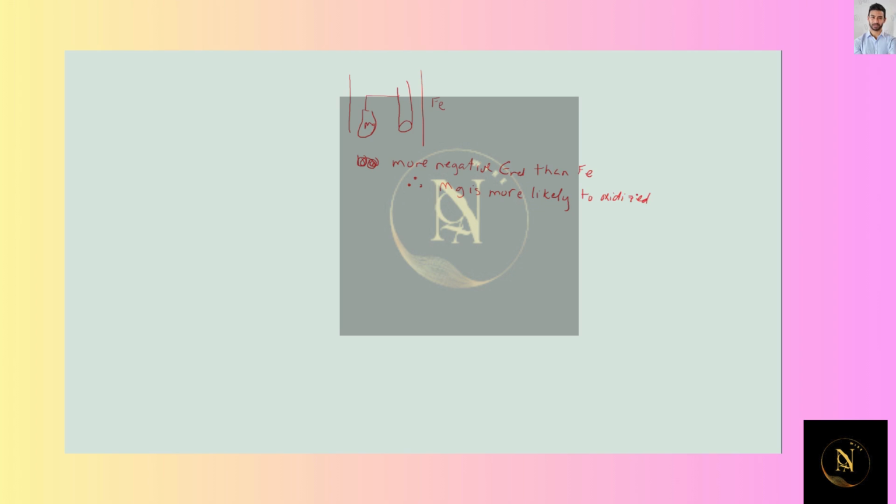So because of that, because they're coupled together by this wire, Mg is going to be the one to be oxidized and change into Mg2+ instead of the iron pipe corroding and changing into Fe2+. It's going to be the one that is sacrificed to corrode, and thus saving the pipe.